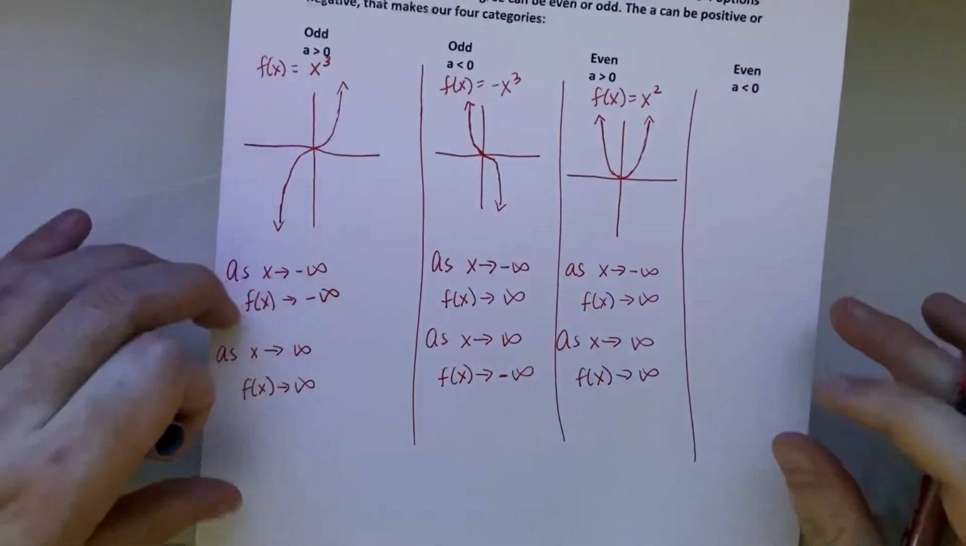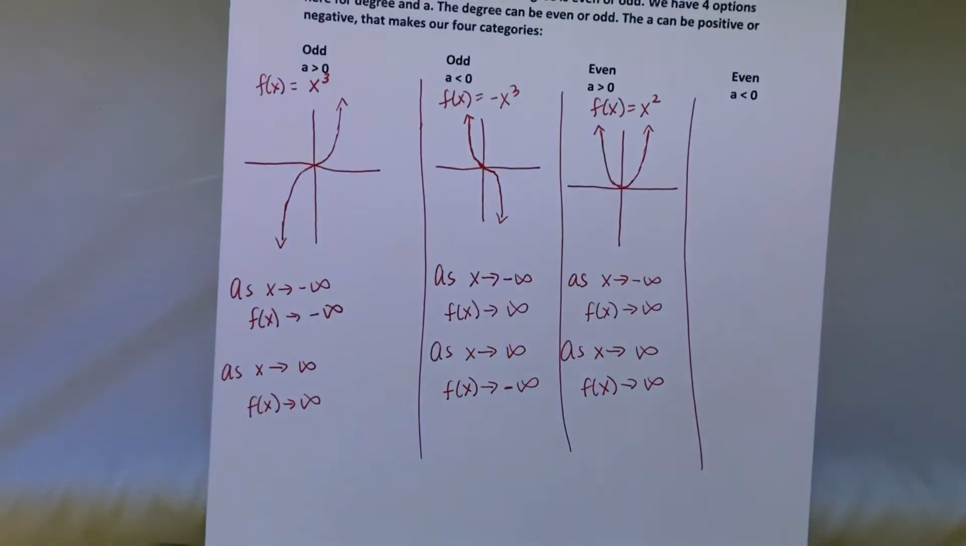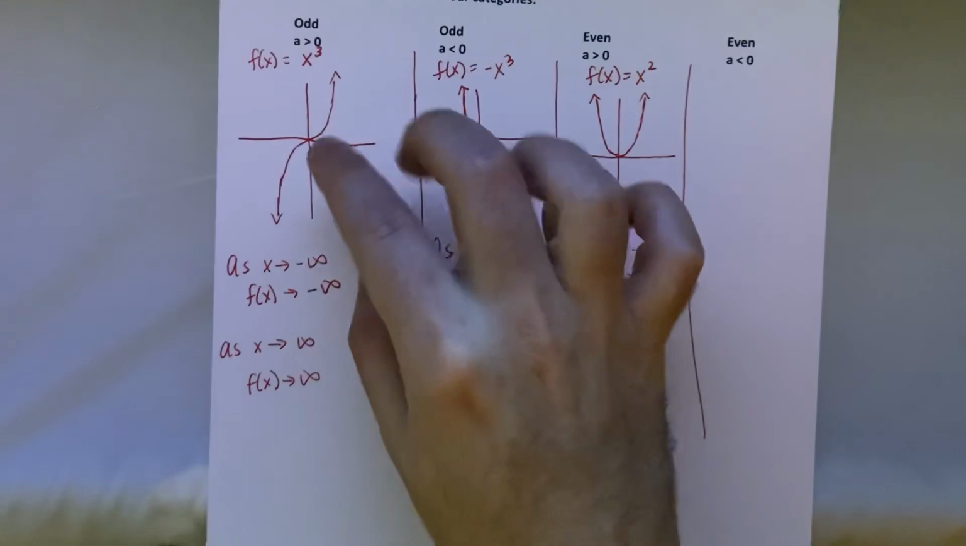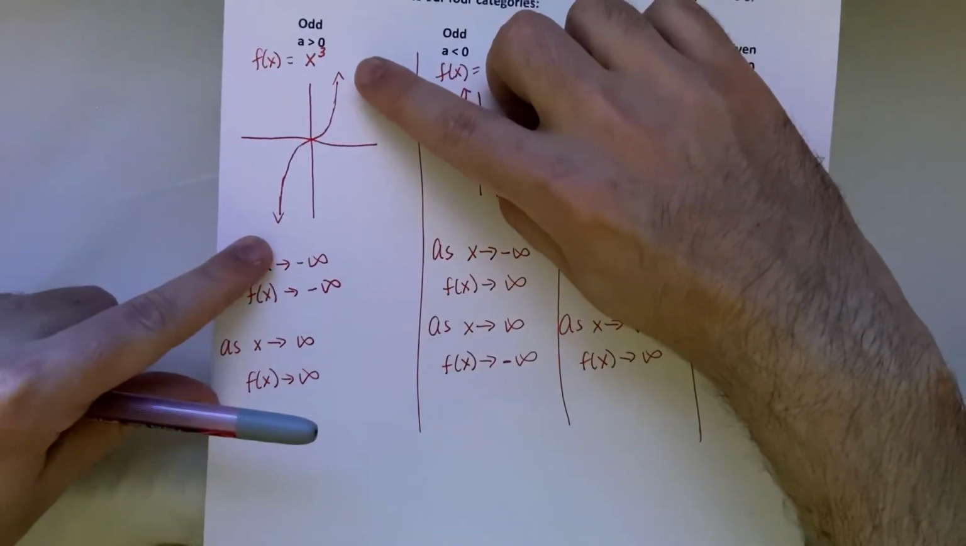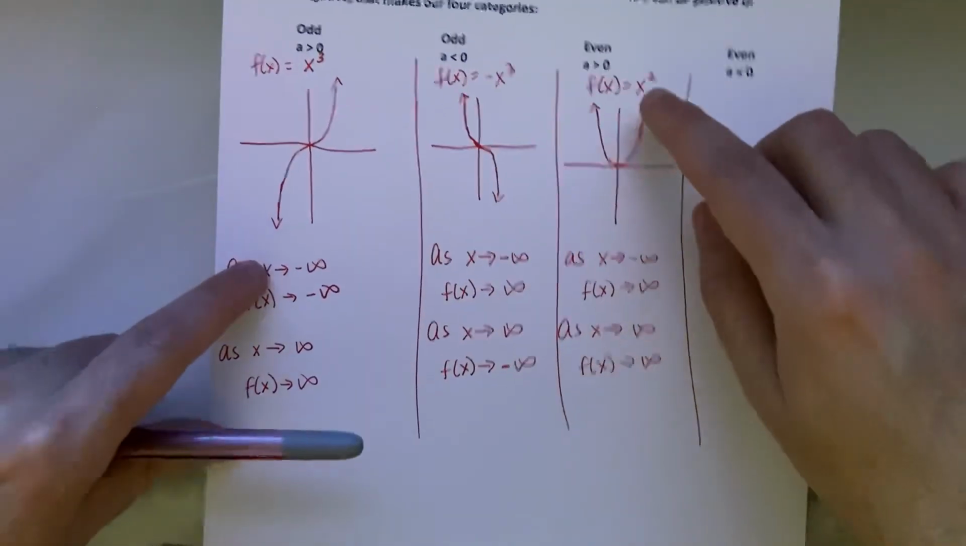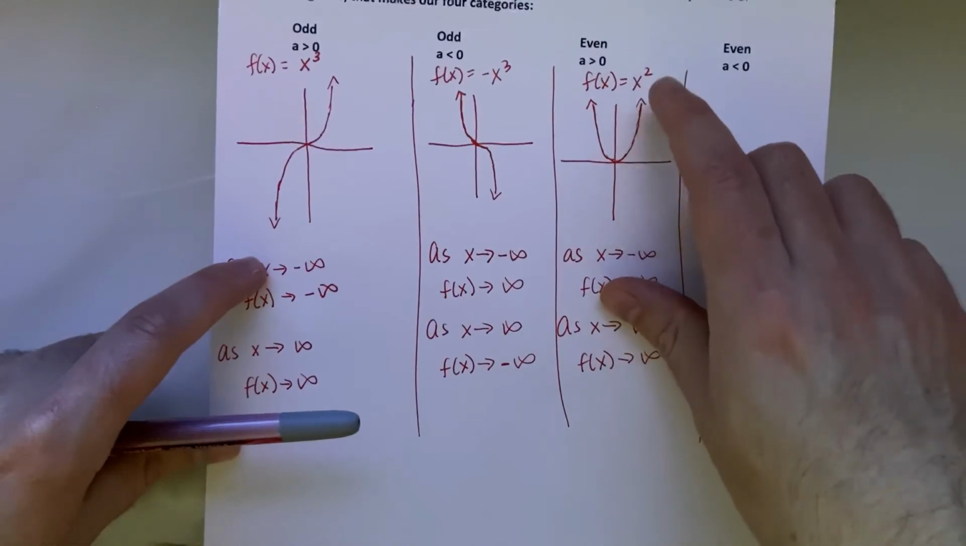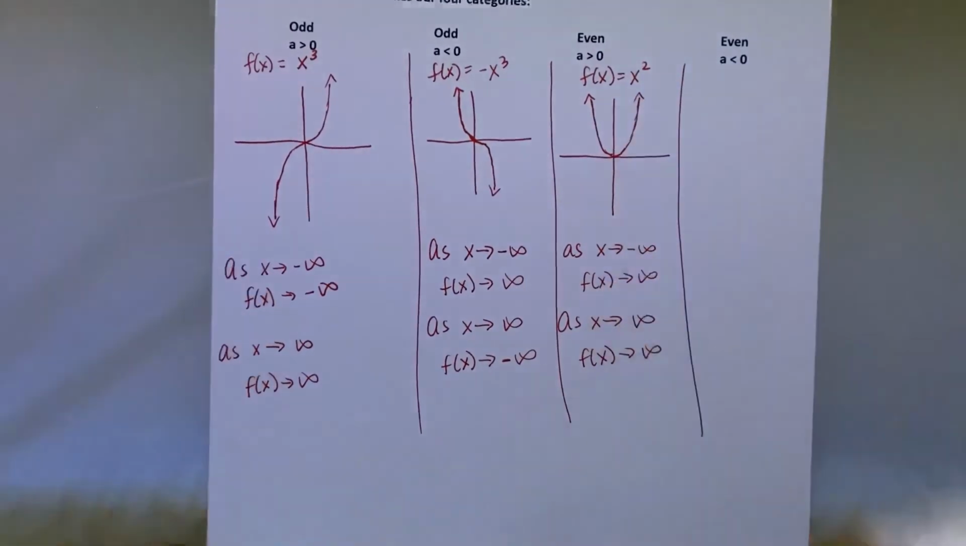So this is one thing that differs between odds and evens. If your largest degree is odd, they go in opposite directions. However, if your largest degree is even, they're going to go in the same direction on either side. Because again, squaring negatives and positives gives you positives. But cubing negatives and positives will give you either a negative or a positive depending on what you started with.